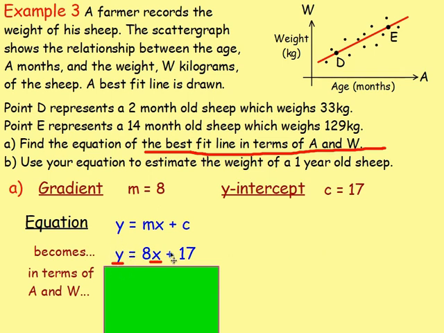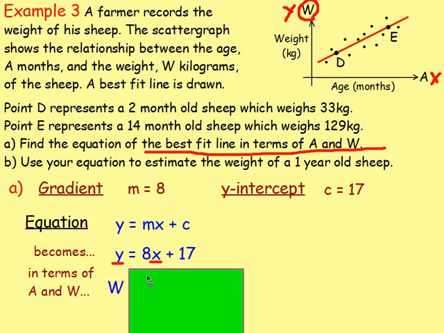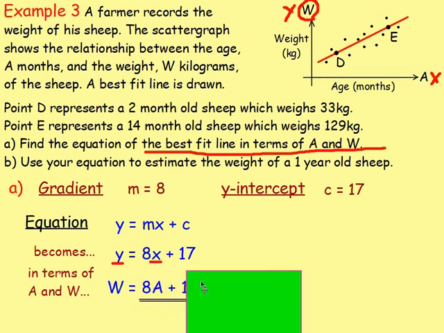Well, what I would always do is look at the y-axis. So you know this is your x-axis, and this up here will be the y-axis. Our y-axis, well, we're not calling it y, we're calling it w. Yes, we can replace the y with w. And our x-axis, we're not calling it the x-axis, we're calling it a. So instead of 8x, we'd have 8a plus 17. So that will be our equation in terms of a and w. Oh, that's so clever.